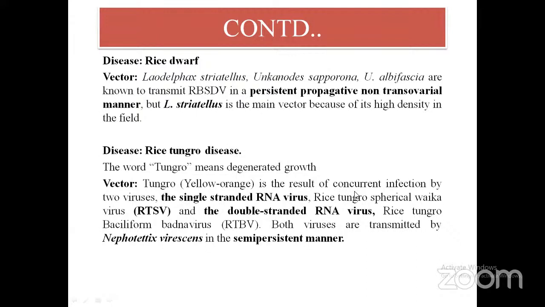And this is mainly, we have seen, the result of two concurrent infections. That means two types of viruses are present. The first one is a single-stranded RNA virus, and the second one is a double-stranded RNA virus. Both these viruses are transmitted by Nephotettix virescens in a semi-persistent manner.